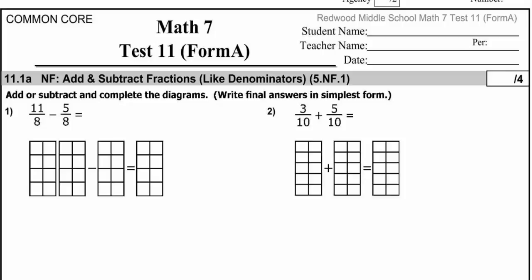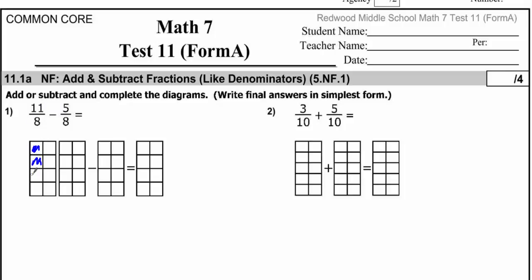Adding and subtracting fractions with like denominators. That's the first rule of doing anything with fractions. If you're going to add or subtract, you have to have a common denominator. So now that we have this common denominator, we're going to use the diagrams to help us kind of figure this out. So we start with 11/8.